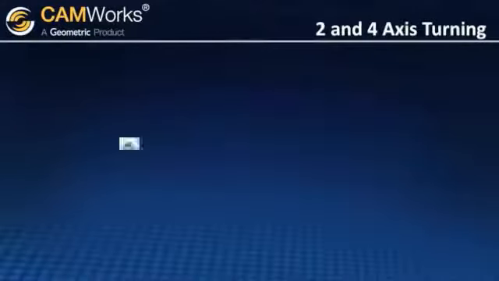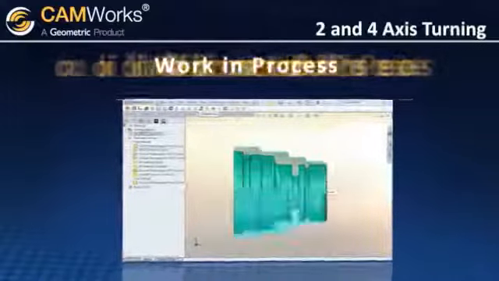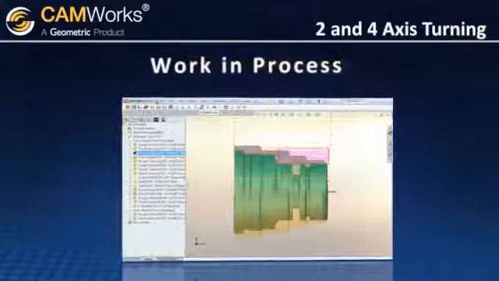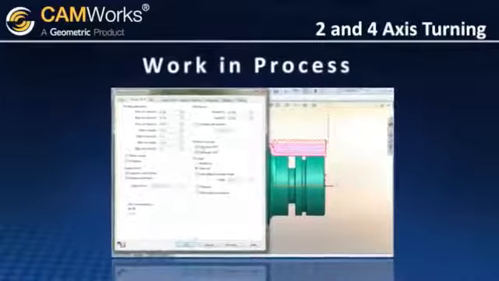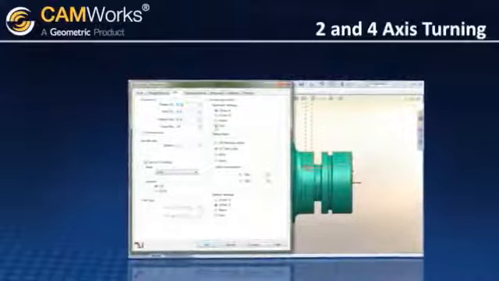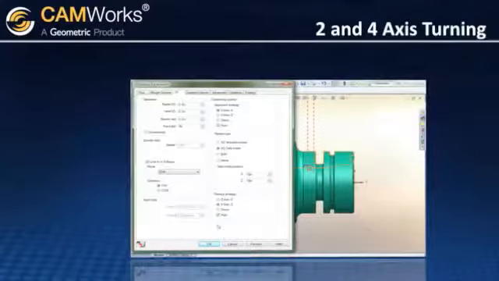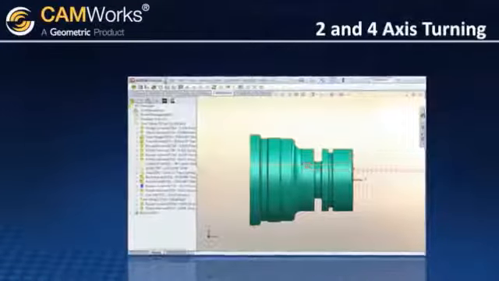For generating efficient toolpaths, the Work in Process function monitors the stock to generate toolpaths only where required, to reduce or eliminate time-wasted air cutting. CAMWorks automatically defines the tool approach and retract to avoid collision with the Work in Process model.